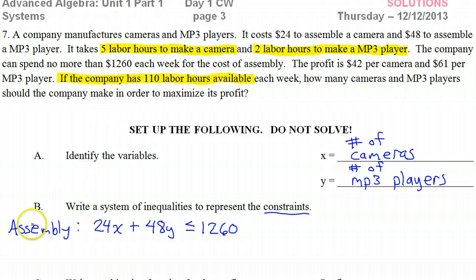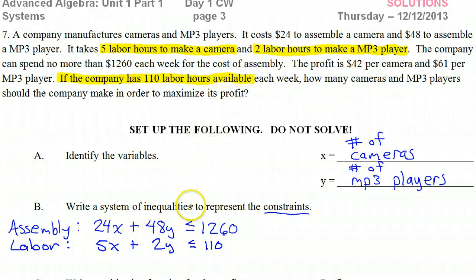So guess what this equation is going to be? First of all, let me label it. This is a labor limitation, a labor constraint. 5 labor hours per camera, so that's 5x, plus 2 labor hours per MP3 player, so that's 2y. Has to be less than or equal to the total labor hours, which is 110. So those are the two main limitations.